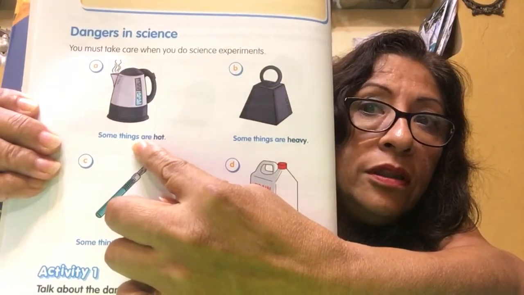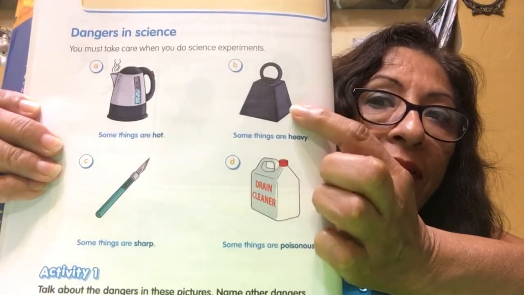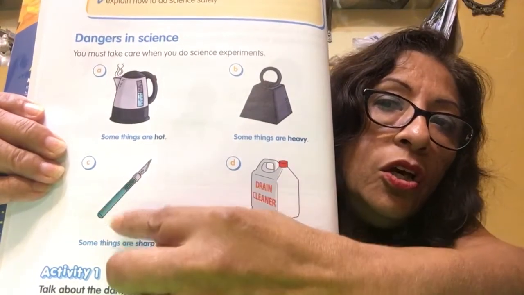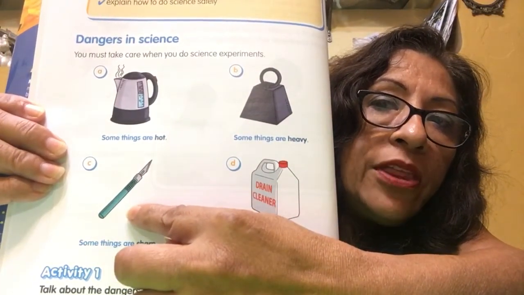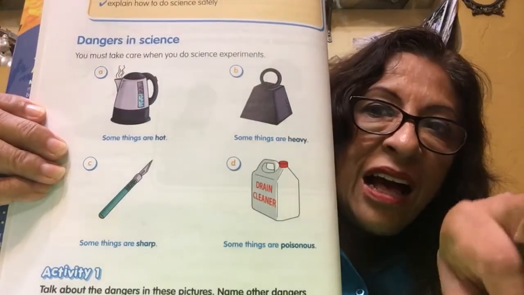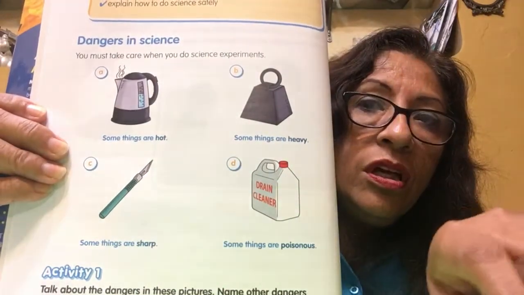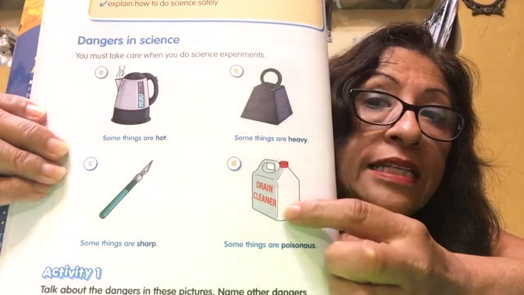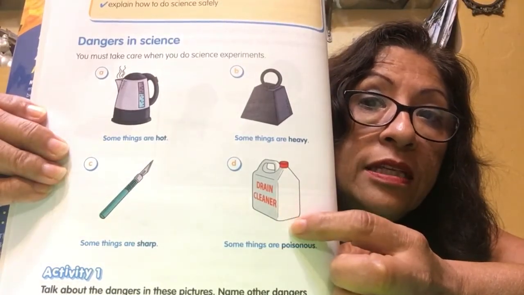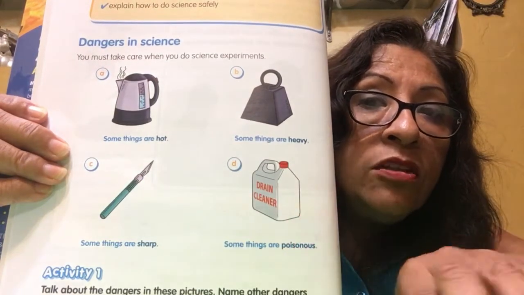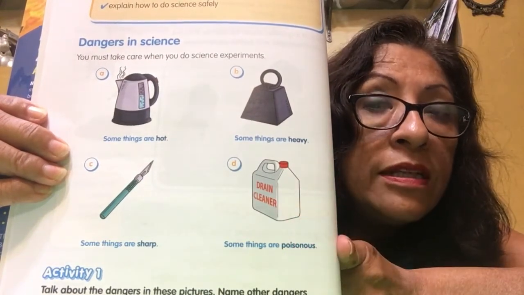For example, you can find some hot things. Be careful. You can also find some heavy things. You can also find some sharp things like this object, like a knife, or maybe like scissors. Be careful if you find some poisonous objects or liquids. When you do this observation, try to be with your parents. It's very important. Okay, that is part of the activity of today.